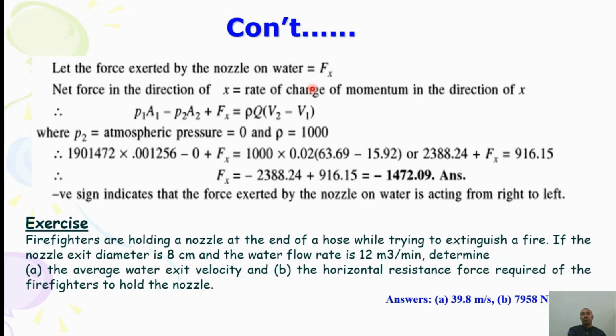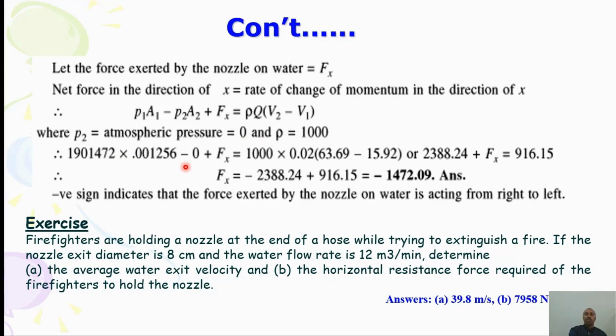Force exerted by the nozzle on the water, apply momentum equation. Net force in the direction of x is equal to the rate of change of momentum in the direction of x, which means just summation of net force equal to change in momentum, rho Q (V2 minus V1). So you have P1 times A1 minus P2 times A2, since opposing, plus Fx equal to rho Q (V2 minus V1). So where P2 is atmospheric pressure, which is 0, and density is 1000. So you simply substitute in this equation.